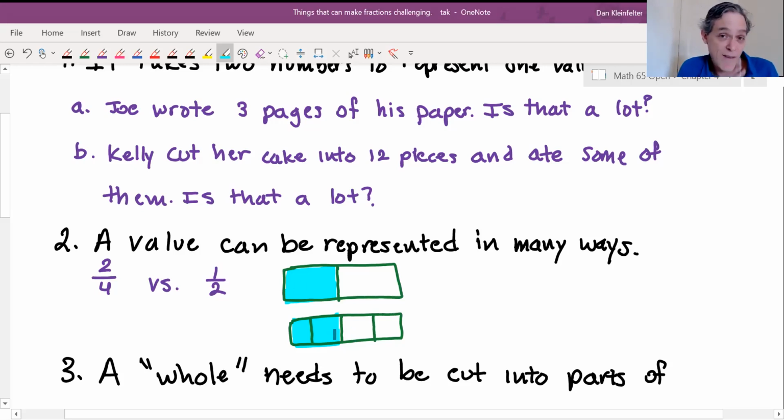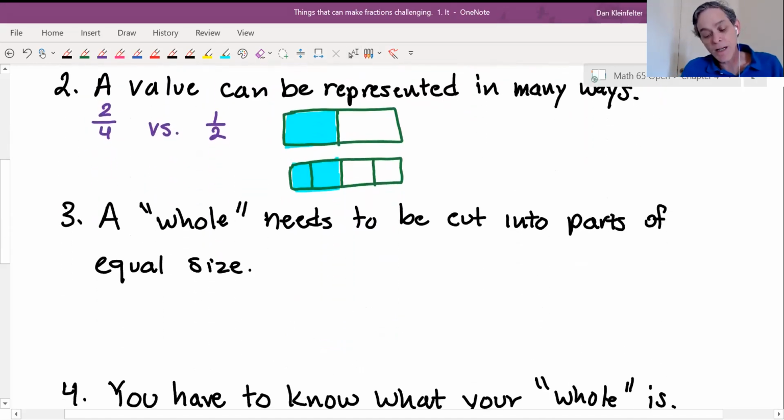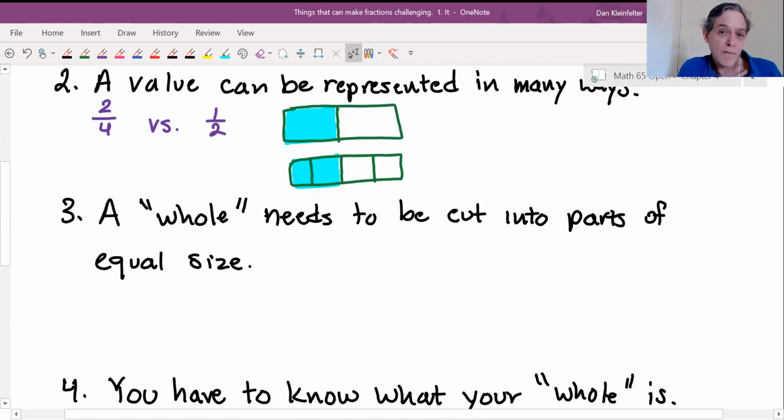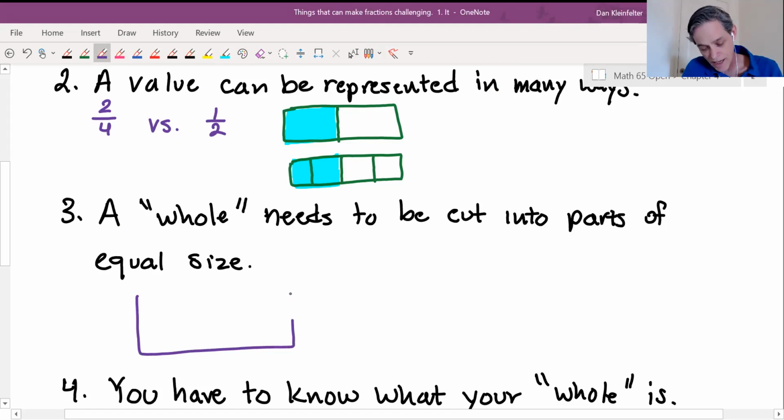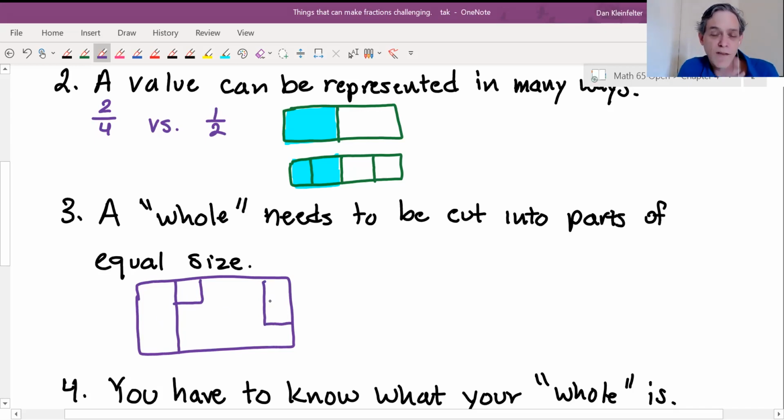In this case, we have half of 1 whole either way, regardless of whether you have it as 1 piece or 2 pieces. Okay. In working with fractions, you always have to have the whole cut into parts of equal size. Okay, if you had a cake, I guess I like cakes today. If you had a cake and you were going to cut it into 4 pieces, 1, 2, 3, 4 pieces. There's 1, 2, 3, 4 pieces of cake.